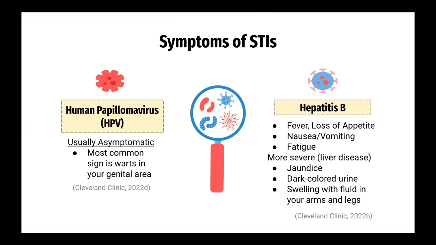Individuals with chronic hepatitis B can experience symptoms associated with liver disease, including jaundice, dark urine, and inflammation of the arms and legs due to increased fluids in that area.